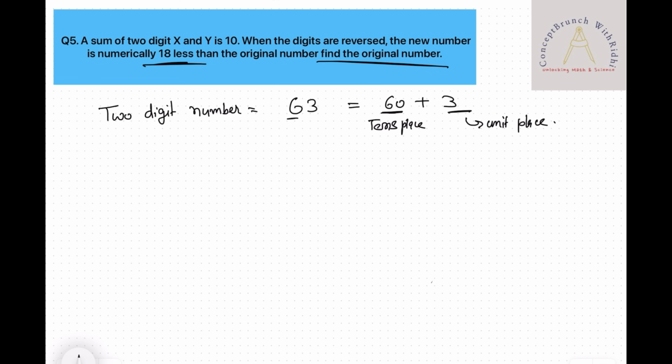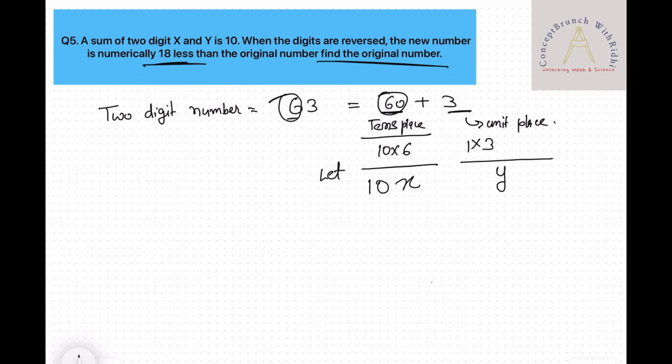Okay, tens place means whatever digit is there, we have to multiply it with 10. Like for example, 10 times 6, and here 1 time 3. Similarly, suppose for this question we assume the tens place is x and the unit place is y. So we multiply 10 with x and 1 with y. So we can say the two digit number is 10x plus y.